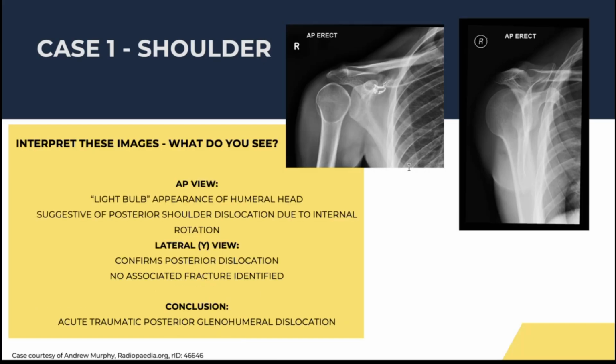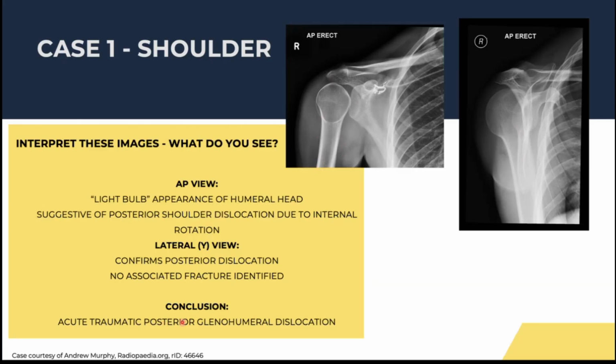So on the AP view, you can see a light bulb appearance of that humeral head, which suggests a posterior shoulder dislocation, and this is due to internal rotation. Now this here is a Y view, not a strip view. Usually we mark them as strip when we do those strip views. This also confirms a posterior dislocation. You can see this adduction of the arm here as well. But there's no associated fracture identified. When you're tracing the cortices of the bone, there's no obvious fracture that can be seen here.